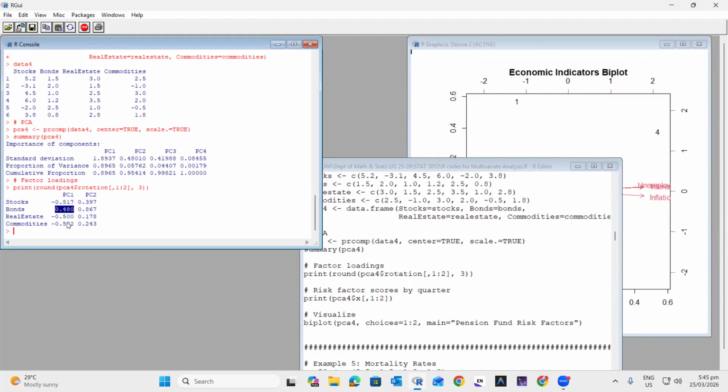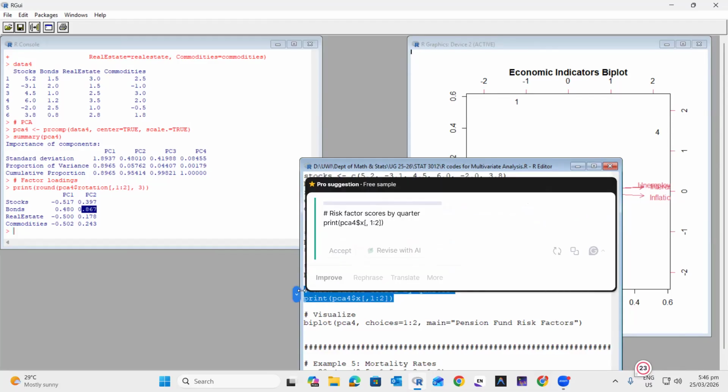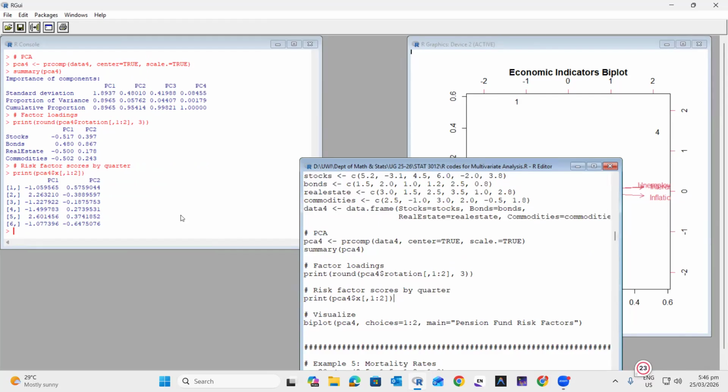So it tends to be a flight to safety factor, and in PC2 the bond dominates more with the value 0.867, followed by the stocks by 0.397. It may be a general market factor or bond market factor. All right. So after that, we are going to check the risk factors here for the first two components, because the remaining are not sharing more than that.